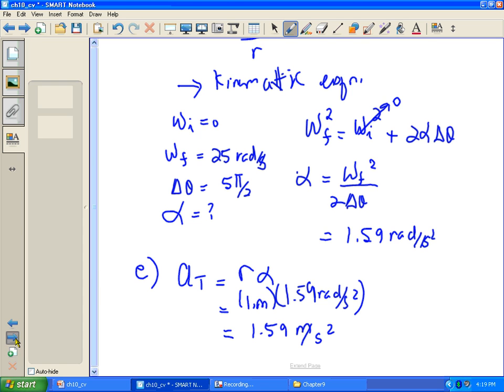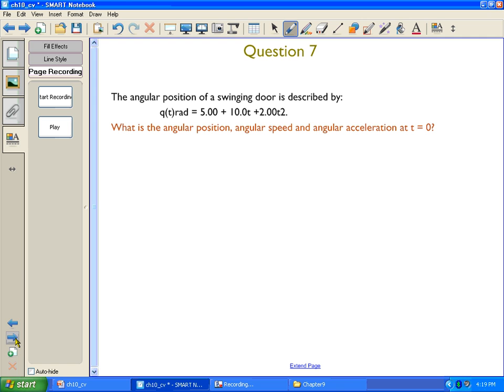Okay, next problem. The angular position of a swinging door is described by theta as a function of time equal to 5 plus 10t plus 2t squared. They want us to determine the angular position, angular speed, and the angular acceleration when t is equal to 0. Now, we have the angular position function, but before we can get the angular speed or the angular acceleration at t equals 0, we need to know their functional form.